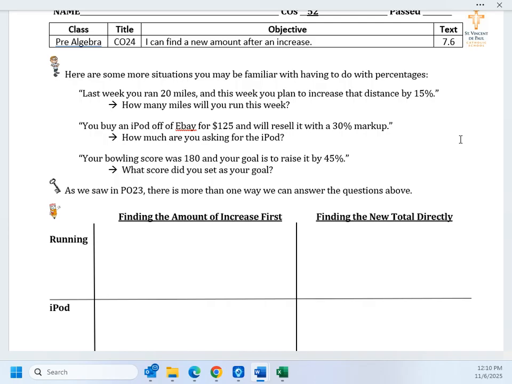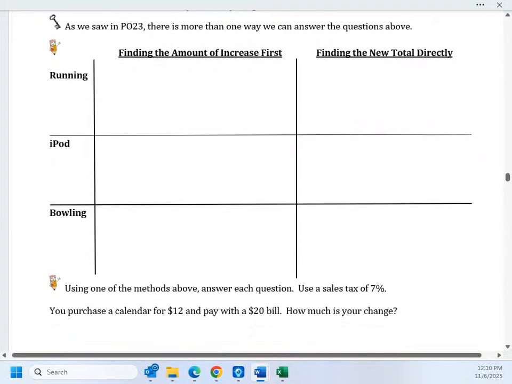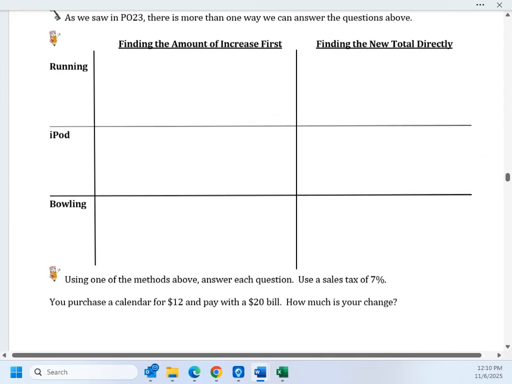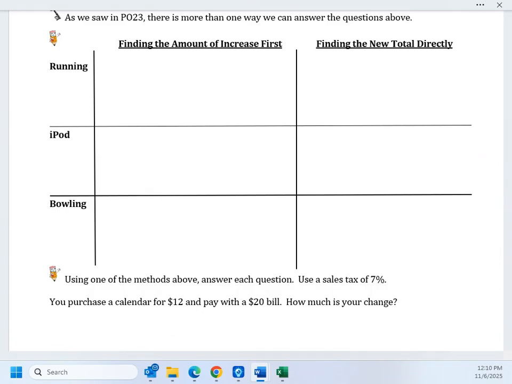So as we saw in the last objective, there is more than one way we can answer the questions above. We have finding the amount of increase first, and then our other method is finding the new total directly. So let's look at what that means. Our first example with the running: we want to find the amount of increase first. We want to find what that percentage is of the number, like we did in our last objective.